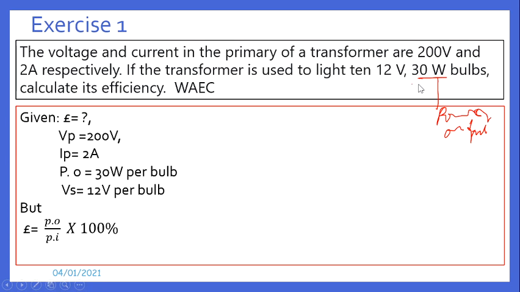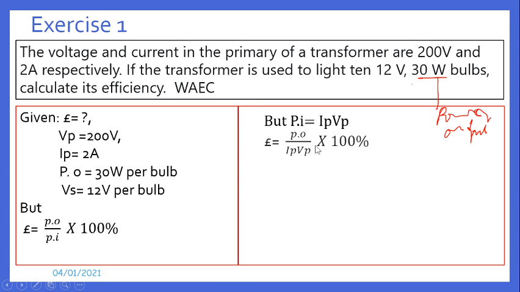Before we utilize the number of bulbs, remember the efficiency of a machine from our previous equation is the same thing as the output power divided by the input power, multiplied by 100%. If I substitute this into my equation, I'm going to have the power input. Remember, power input is the same thing as IPVP. So I can just substitute everything back into this equation.